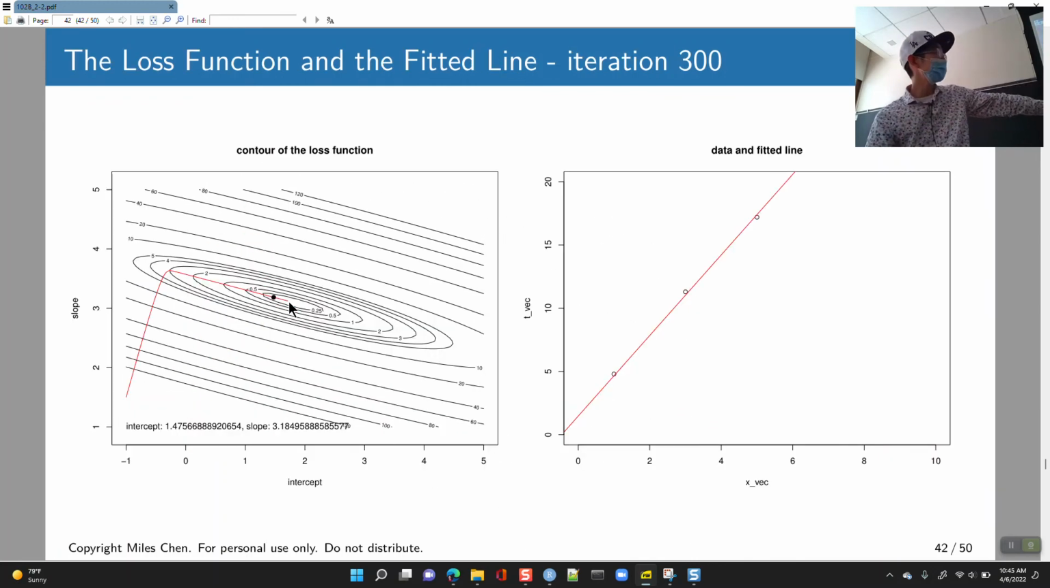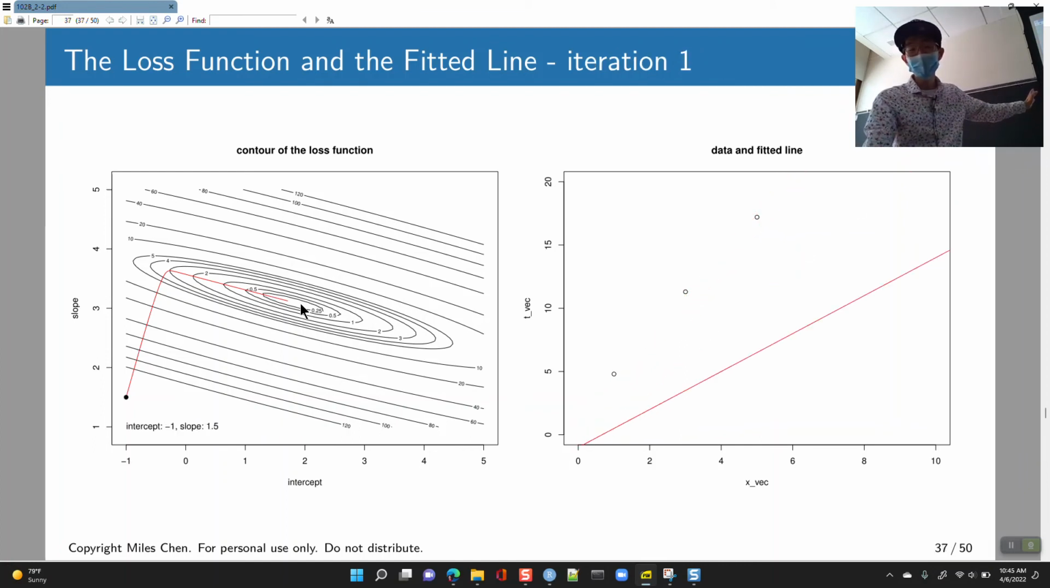Obviously there's still more improvement that can be done. We can keep increasing the intercept and decreasing the slope, and we'll eventually get to that solution of 1.8, 3.1. So this is after 300 iterations. It took us a while to get here, but here we have a line that does a lot better job of fitting our 3 data points than what we started off with.